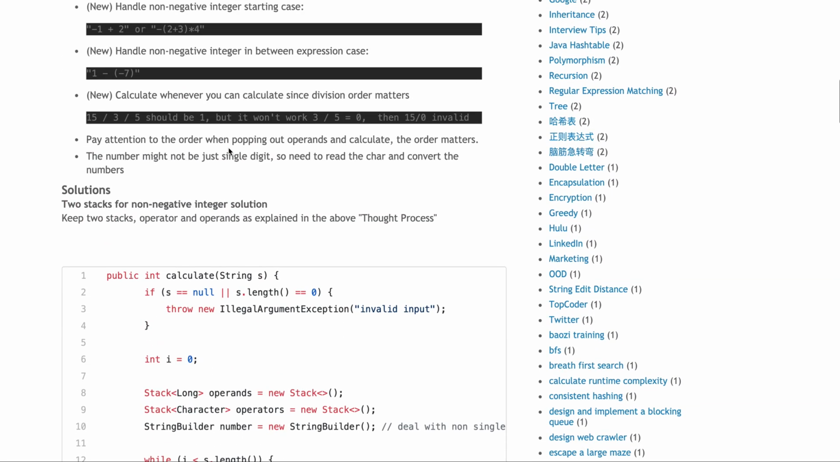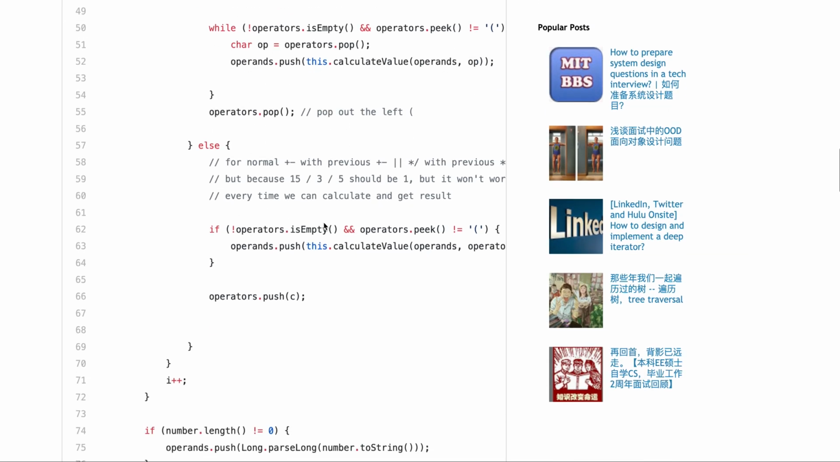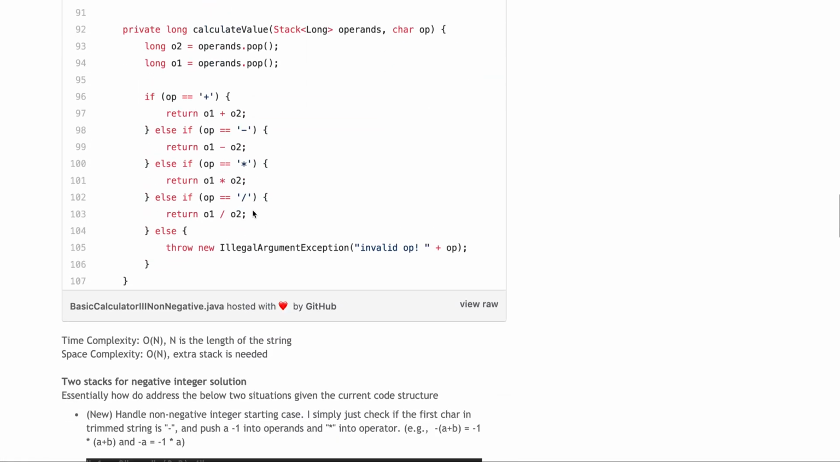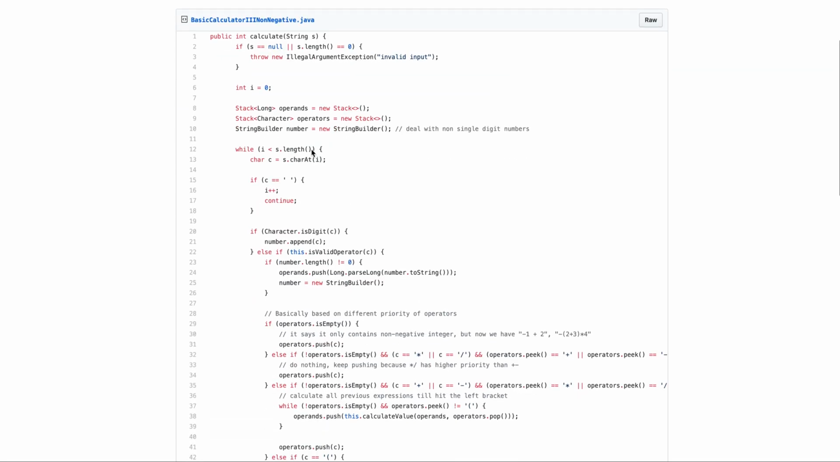So I have two solutions listed out here. One is for assuming they're all non-negative integers, where if you submit, you will see this exception because of the negative integer case. So for this one, let me open it up here so that we can see clearly. So this is the solution. It's very similar to the solutions before.